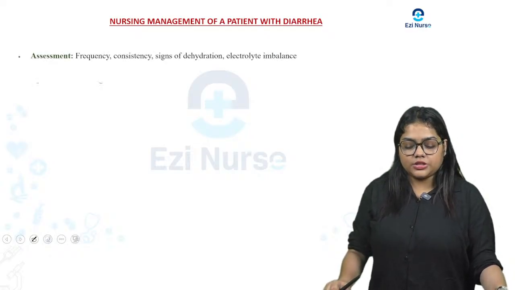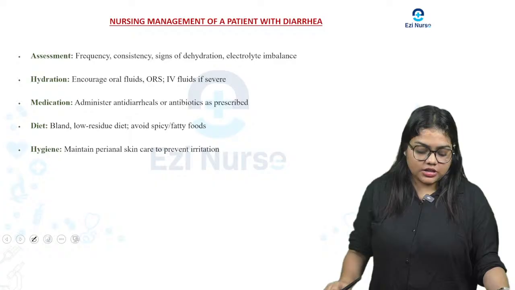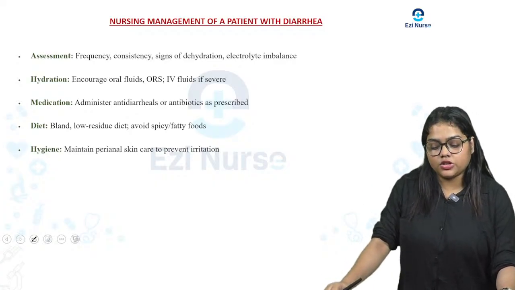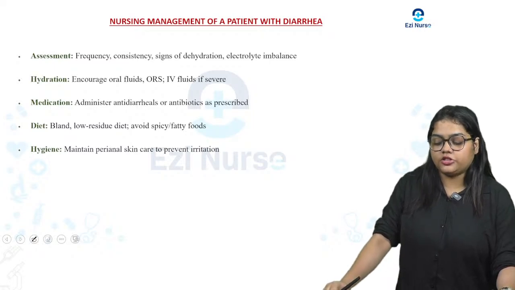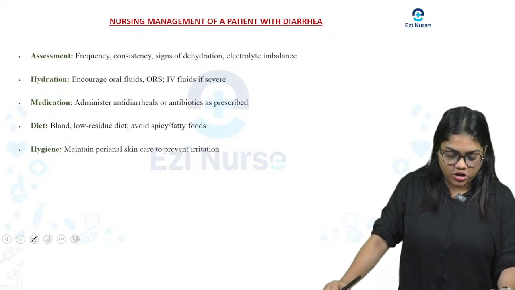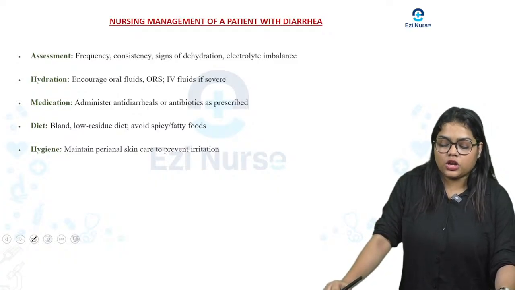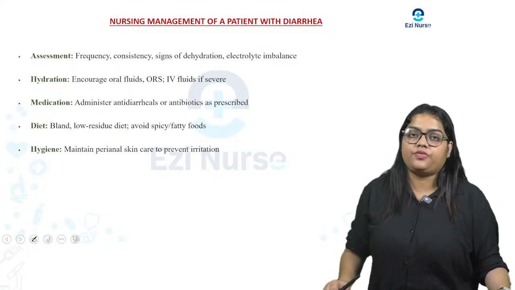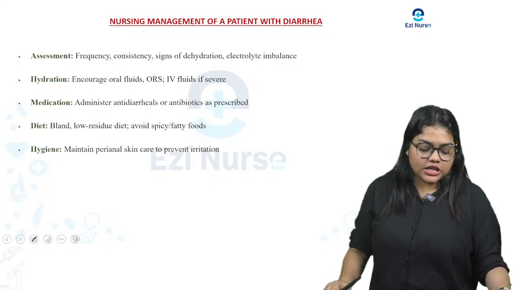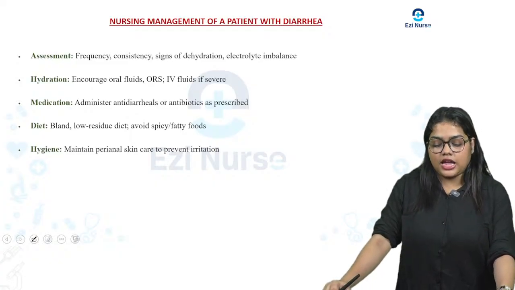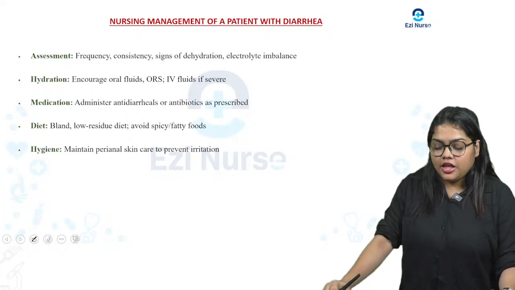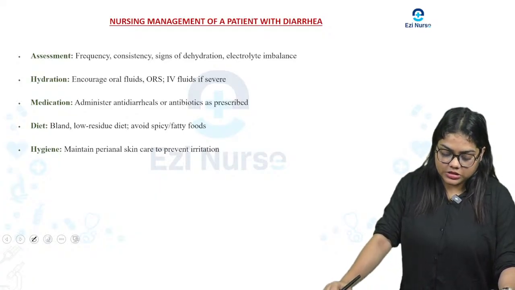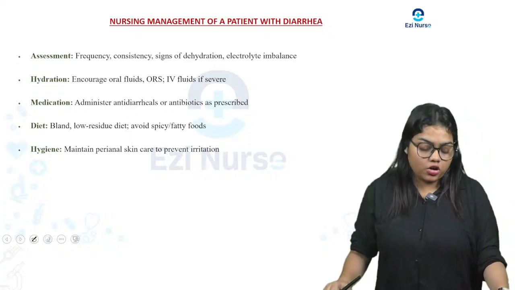Now come to nursing management of patient with diarrhea. So what are the things that will come? First, for the assessment, we assess and record the frequency, consistency, signs of dehydration and electrolyte imbalance. For hydration, we can encourage oral fluids, ORS, oral rehydration therapy and IV fluids if the condition is severe. For medication, we have to administer antidiarrheals or antibiotics as prescribed by the doctor. For the diet, bland, low residue diet, avoid spicy or fatty or oily foods.